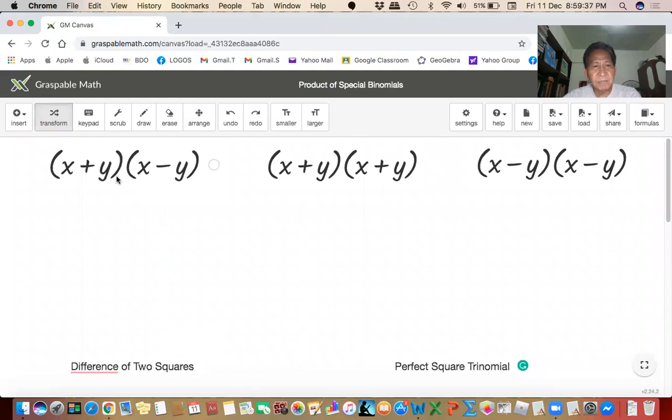All right, first let me point out what's special about these binomials. On the leftmost side, you're going to see a pair of binomials, but they are connected. The first binomial is connected by a plus sign. The second is connected by a minus sign. So you have plus and minus. The signs are not the same for the two binomials. Let's see what happens when we multiply these two binomials.